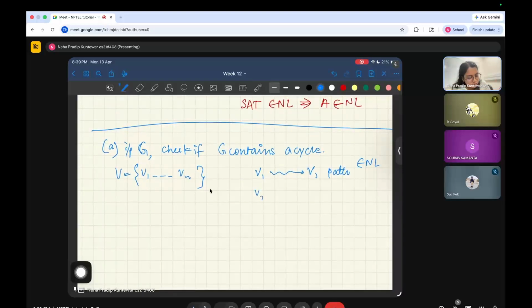If not, then you do the same thing for v2, and you are reusing space here. Once you have the answer that this is no, just reset the space and use that same space again. This can again be done in NL, and you keep on doing this. If in the end vn to vn also there's no path, then you say that G does not contain a cycle. So this entire thing can be done in NL.